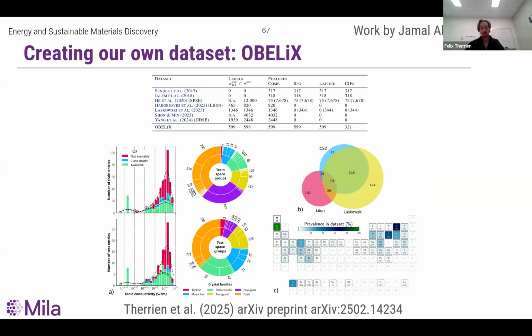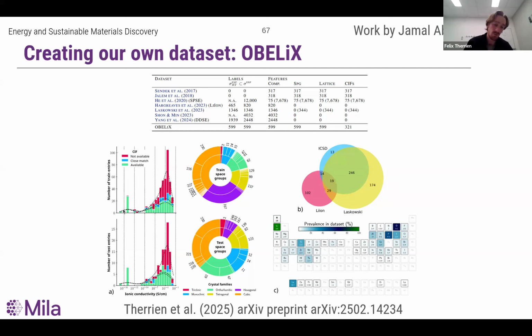So the first step for us was to get data, because if we want to do machine learning, we need data. And so we created this data set called OBELiX that combines different existing data sets, and a lot of data from the literature, into a data set of crystal structures that are labeled with experimental ionic conductivity. Here are just a few statistics about the data set. You can go look at it.